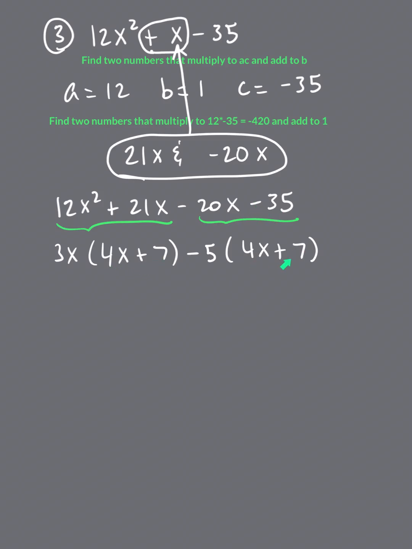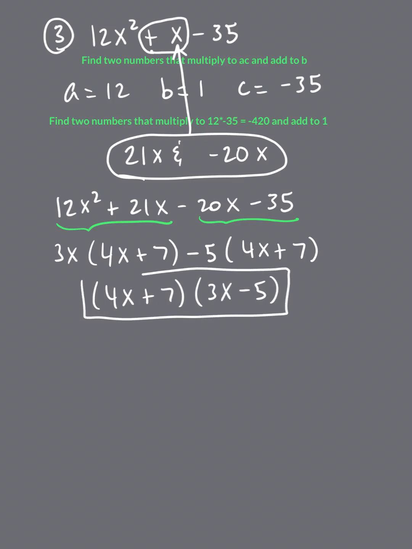Again, you have the exact same thing in both parentheses, which you must have. You're going to factor out the 4x plus 7, and you'll be left with your 3x minus 5. And that is your final answer. So if you multiplied it back out, you could be sure that you get this original trinomial.